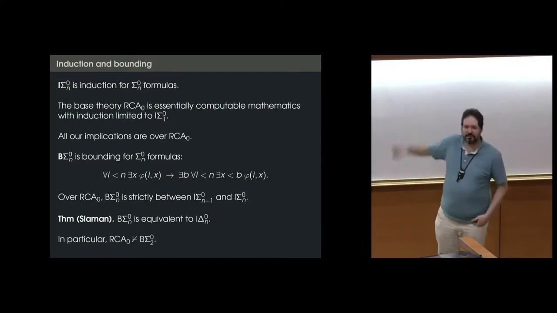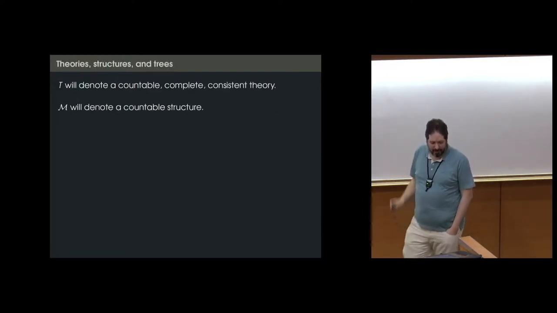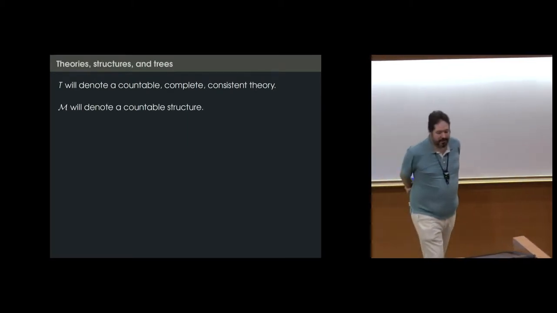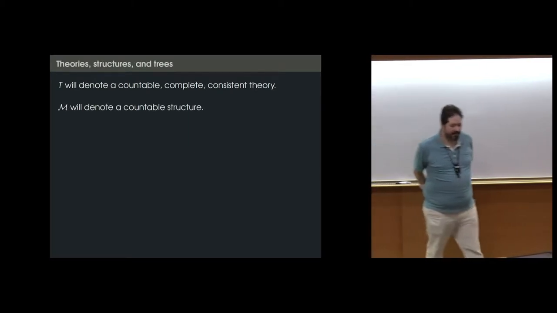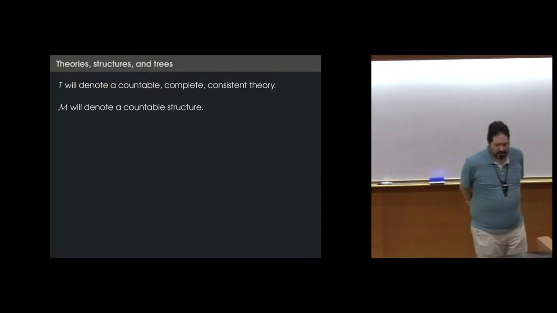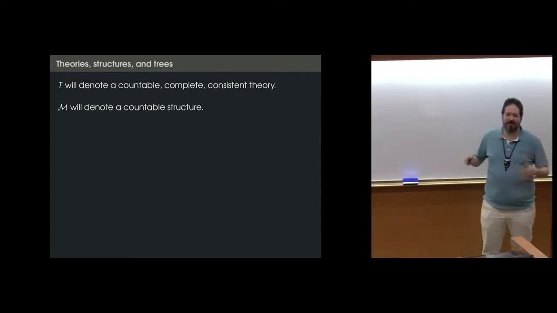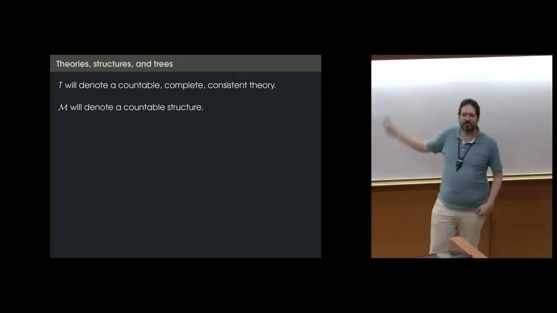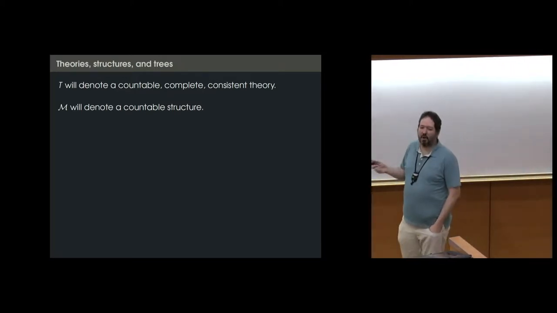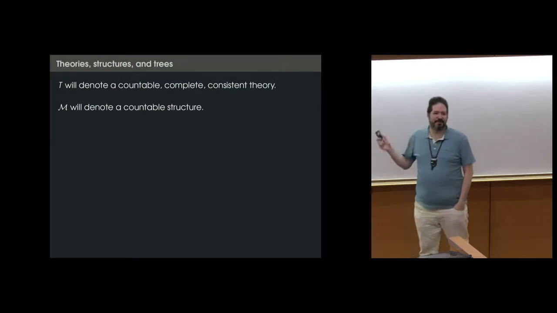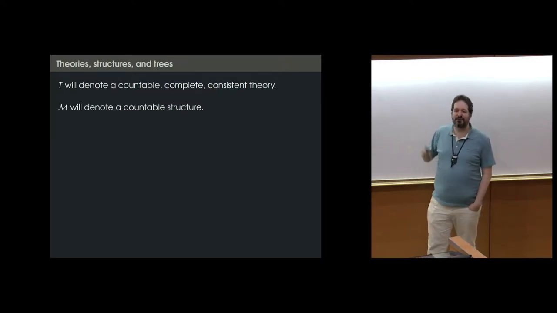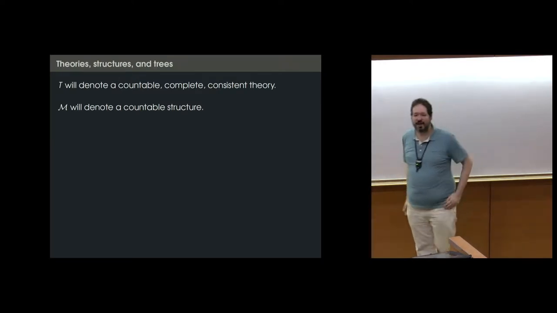And, of course, even B sigma 2 is not proven in RCA naught. So let me say just a little bit about background for theories and structures. When I write T, I'll just always mean a countable, complete, consistent theory. When I say theory, always assume it's countable and complete and consistent. And all structures that I mention will be countable. So I might say something that sounds false if you're thinking of uncountable structures, but just stick the word countable in front of everything.